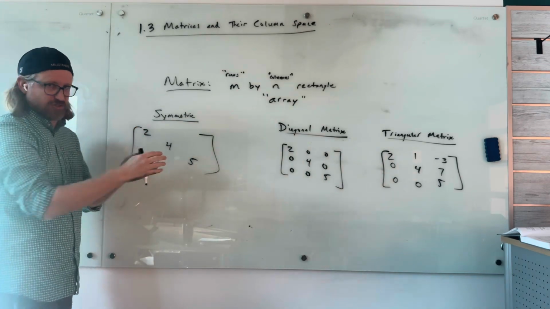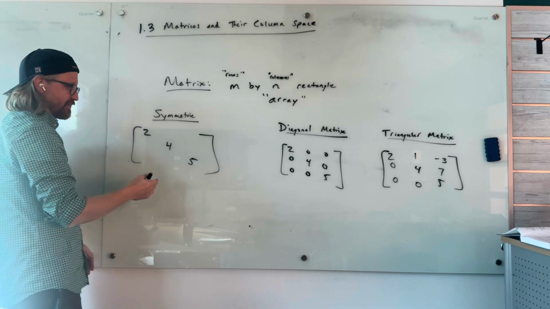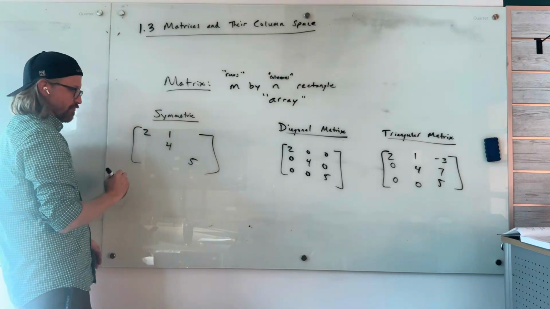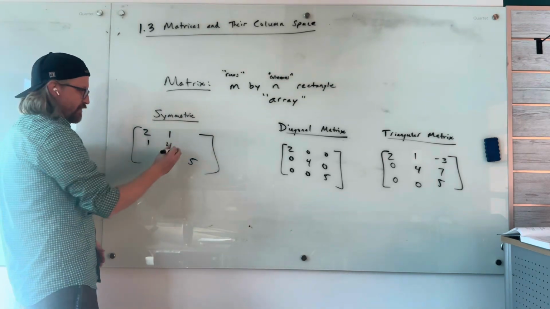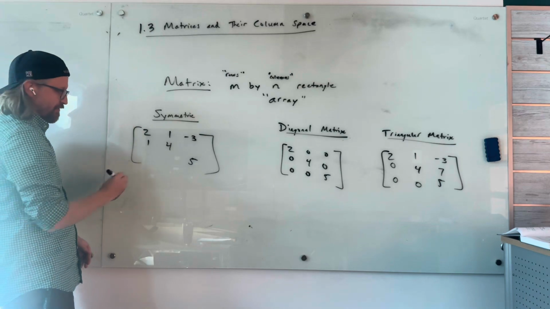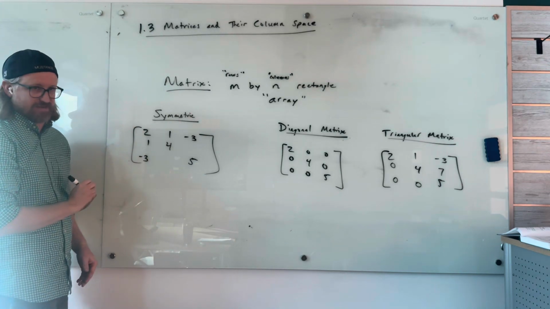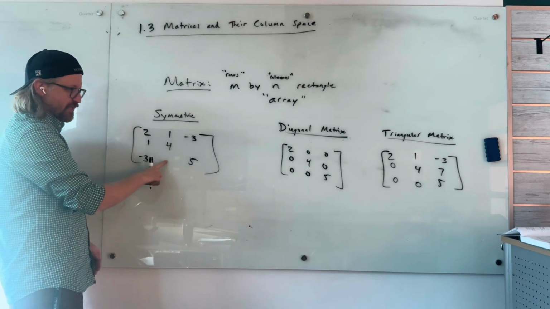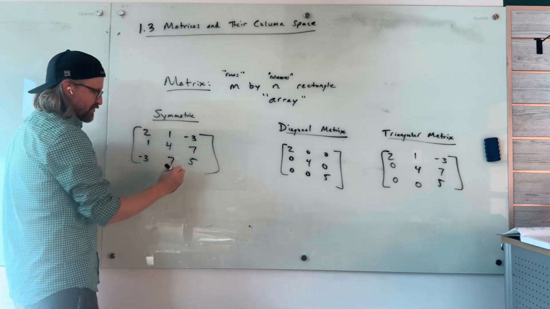For a symmetric matrix, they would, right? Given the fancy name of this. This entry here would be 1, this entry would be 1. If this upper right is -3, the lower left has to be -3. If this entry is 7, then this entry is 7 as well.